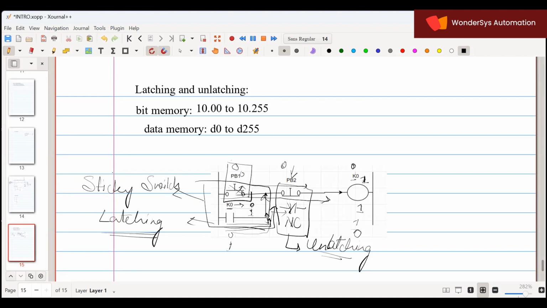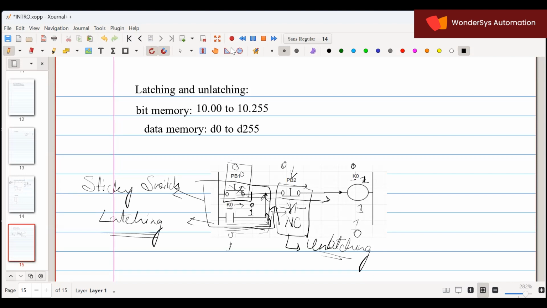Any doubts? Is it fine? Is it okay? Okay, madam. So understood, this is called latching and unlatching.